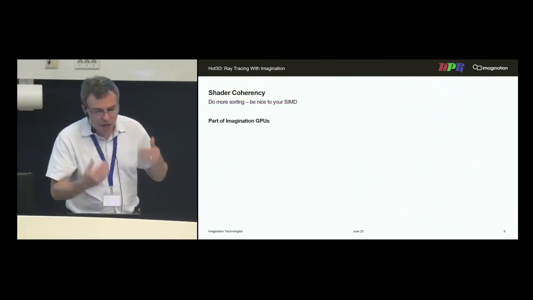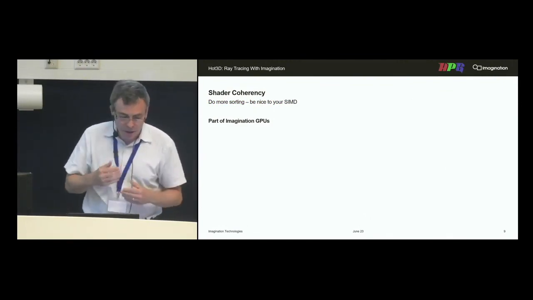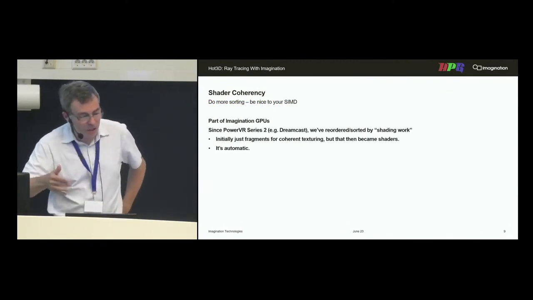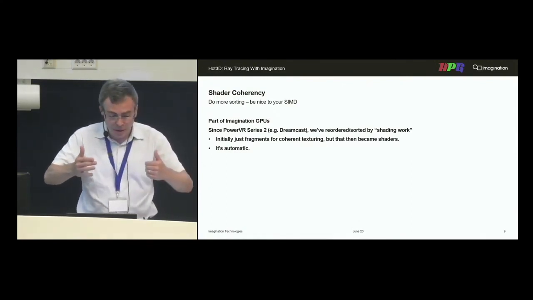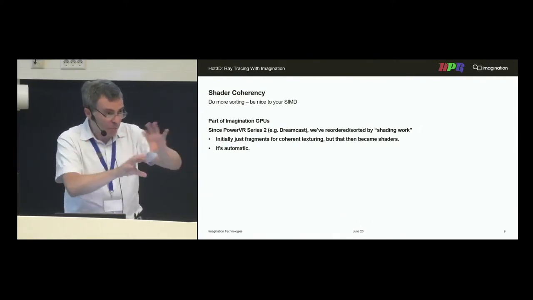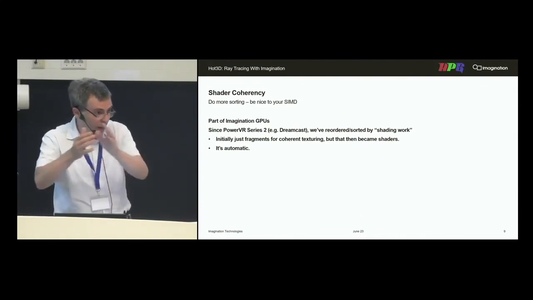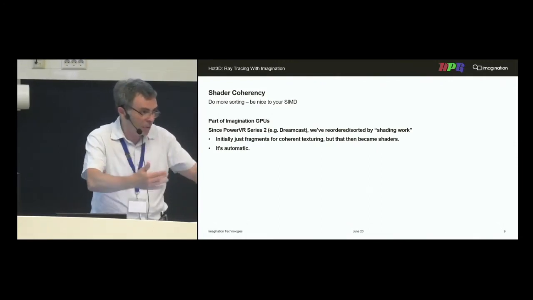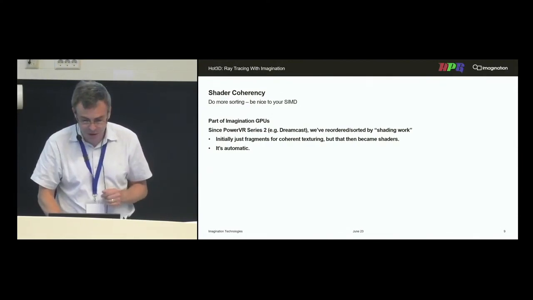Also, we do shader coherency, basically to be friendly to your SIMD. This has been part of Imagination GPUs for yonks. So PowerVR Series 2, even say Dreamcast era, we would reorder the shading work so that it was coherent. If we saw that there were n scattered pixels in a tile, all using a particular texture, they would be grouped together and operated on coherently. And then the same thing happened with shaders. That's all automatic. You don't have to worry about trying to do the sorting yourself.